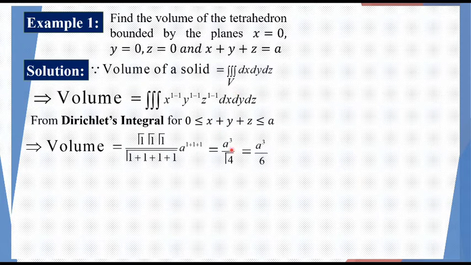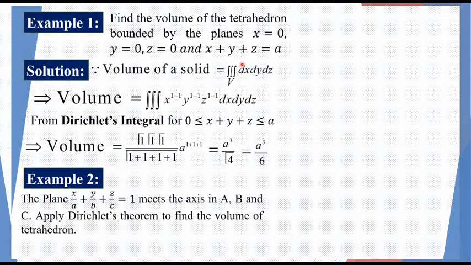Now see, we solved this particular problem in a very easy manner in 2-3 steps only. And if we have to solve this by the normal or traditional method, then we have to write the limits x equals to 0 to a, y equals to 0 to a minus x, and z equals to 0 to a minus x minus y, and then integrate it. So this Dirichlet's integral and Liouville's extension both are the easiest methods to solve multiple integrals.